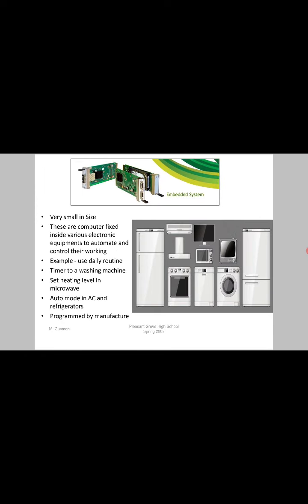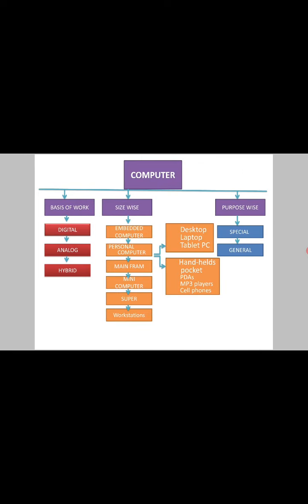So in all these devices, generally we may use some chips or some boards. They are called embedded systems. Generally they are very small in size. These are computers fixed inside various electronic equipment to automate and control their working. For example, they run daily routines, set the timer in a washing machine, set heating levels in a microwave, like that. So these are the special purpose computers.